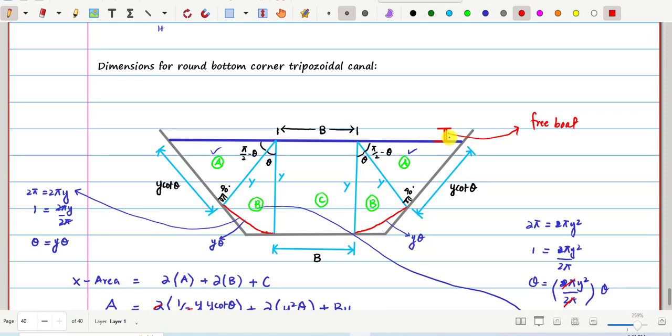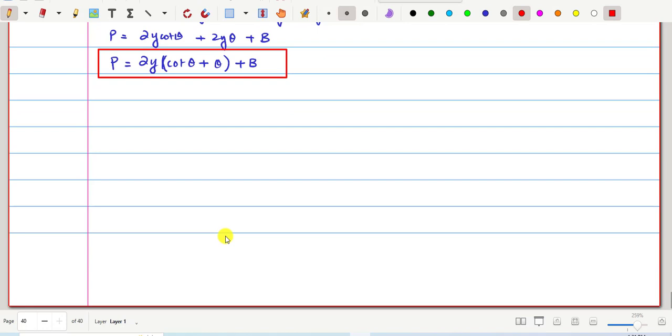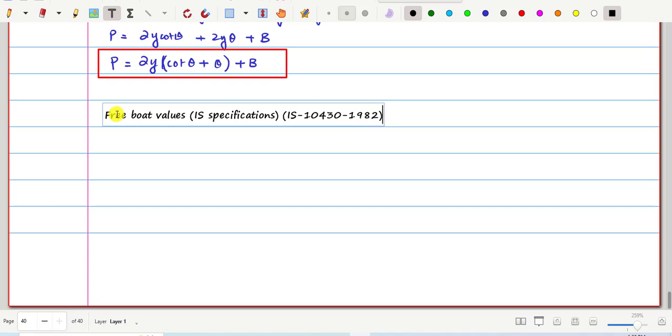So what should be the distance of this freeboard? What should be the depth of this freeboard? Let me tell you, freeboard values for this section are actually defined by Indian Standard specifications. I think the code is IS 10430, 1982; you can find it from here. So the values of both are given as, let me choose the blue color. Just bear with me for 5 to 10 more minutes and we are done with the lecture.